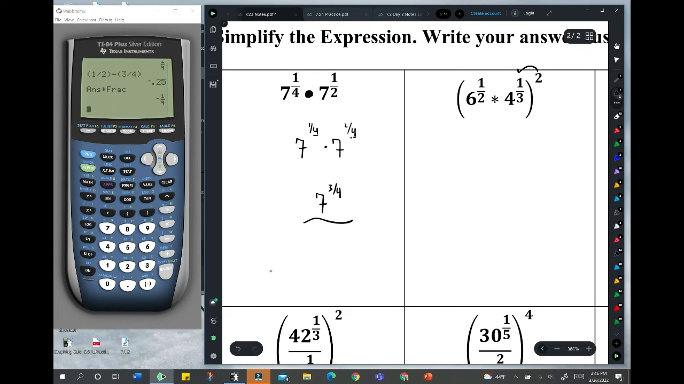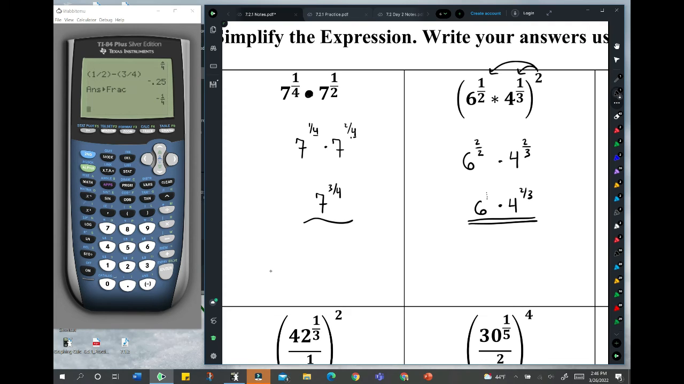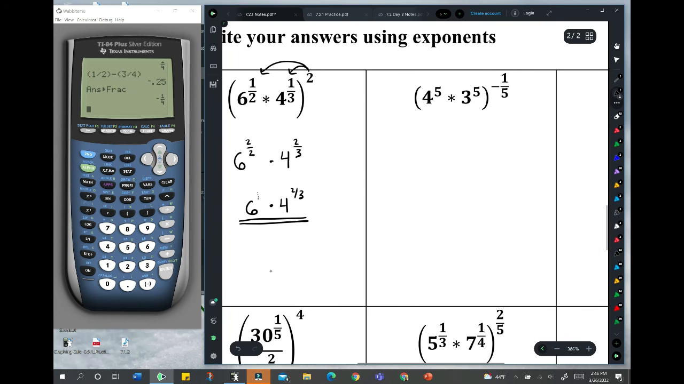Next problem. We distribute the power of 2. So 6 to the 2 over 2 times 4 to the 2 over 3. 6 to the 2 over 2 is really just 6 to the 1. You don't even have to write that one if you don't want to. And times 4 to the 2/3. Both those things stay separate in that case. Answer right there. Okay. Moving on, let's see what this one brings. A little bit of funkiness with this one. So let's check this out.